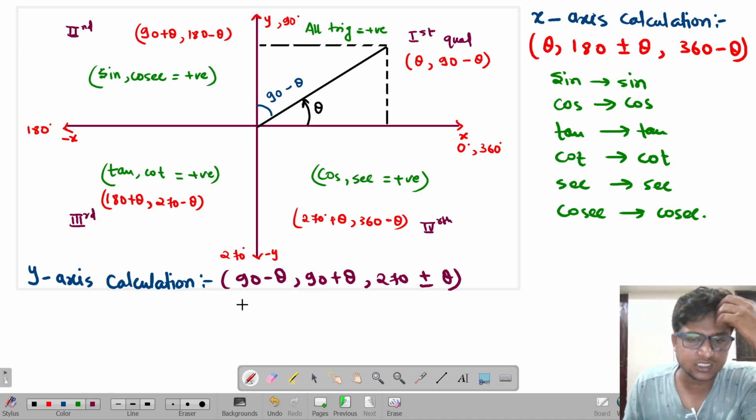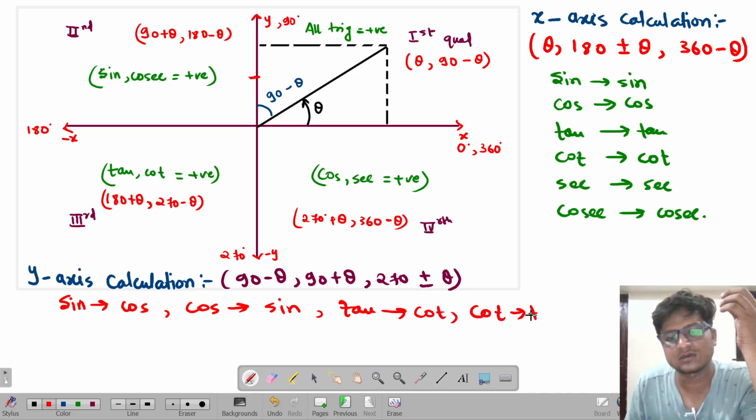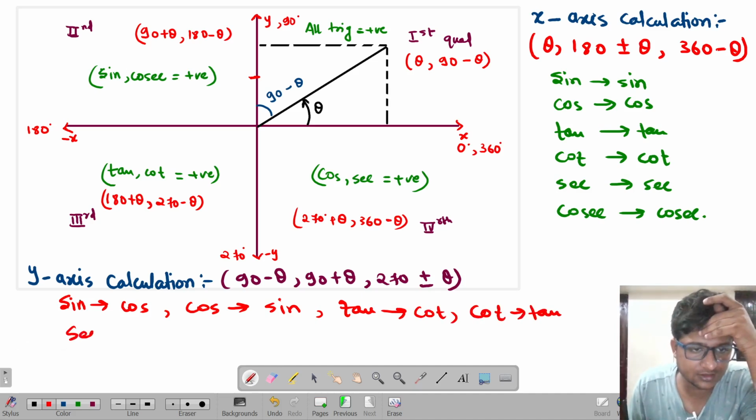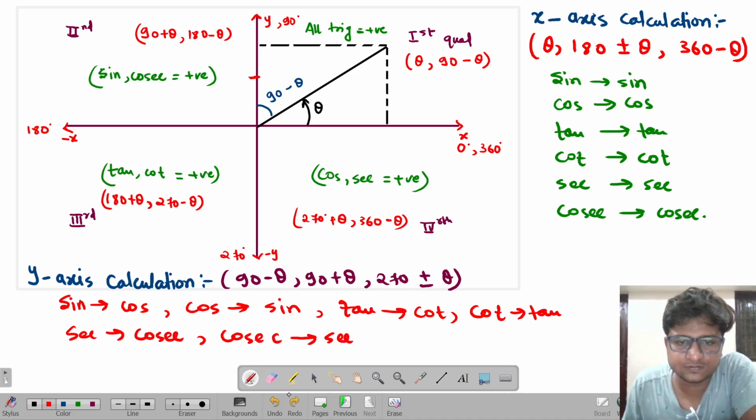Now, we'll write for the y-axis. You can see the rules are different. We know that whatever was perpendicular over here is working like a base over here. So this is why we write sine changes to cos for the y-axis, cos changes to sine, tan changes to cot, cot changes to tan, sec changes to cosec, while cosec changes to sec. Are you able to get me or not?